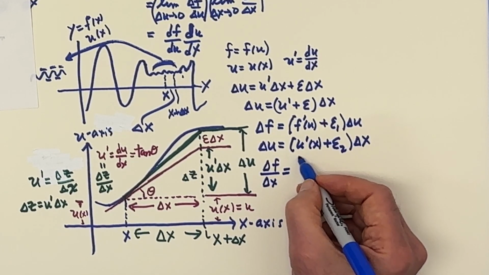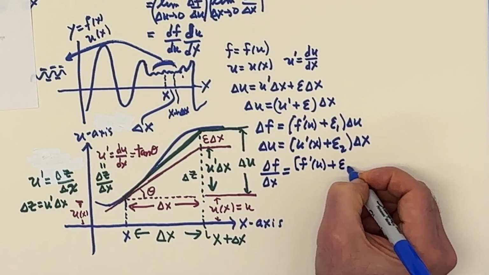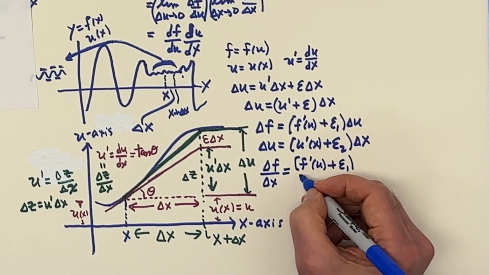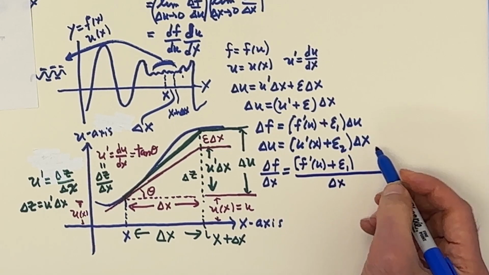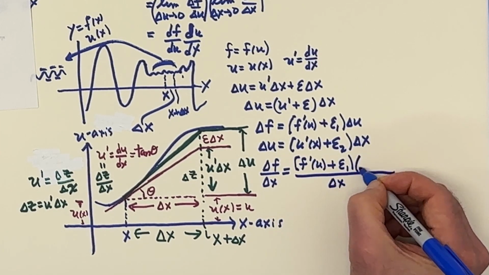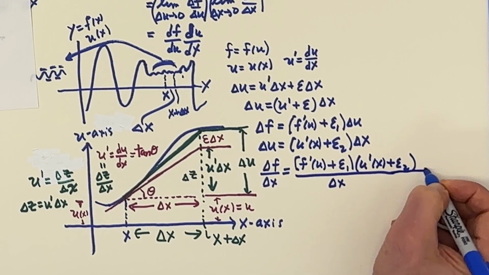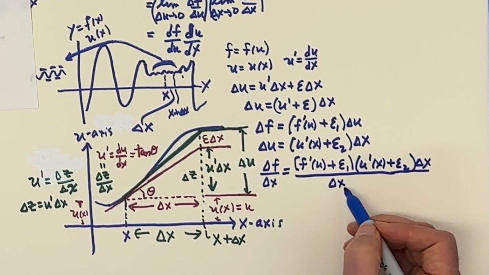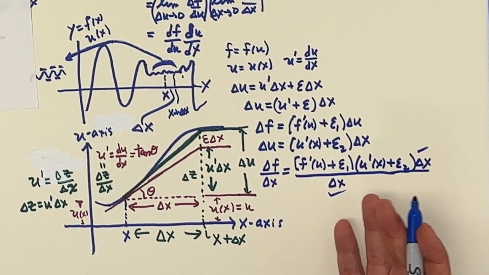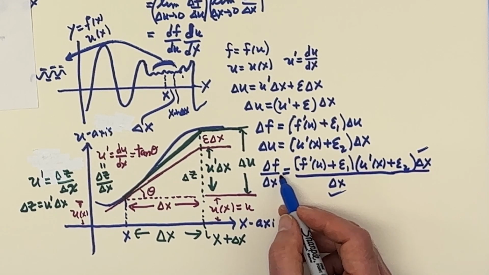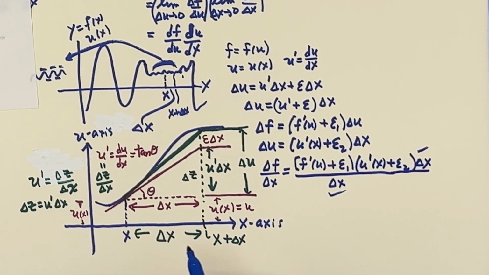I would have here f prime of u plus epsilon 1. And then I would have for the delta u, this thing. And then the delta x's here would cancel off. And now that they cancel out, when I take the limit of delta x goes to 0, error terms are going away because I'm going to blend in and have the right answers.